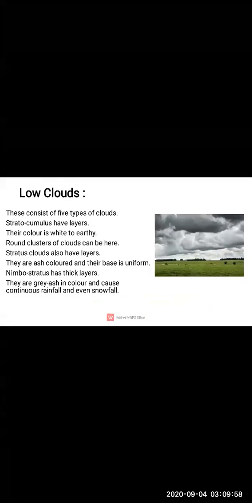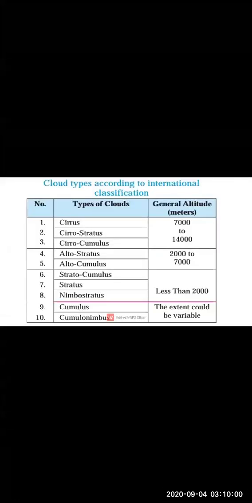Children, now moving ahead, see cloud types according to international classification. There are 10 types, classified into 3 categories: high, medium, and low. The high clouds are cirrus, cirrostratus, and cirrocumulus. Their general altitude is about 7,000 to 14,000. Next is medium, altostratus and altocumulus. Their range is from 2,000 to 7,000.